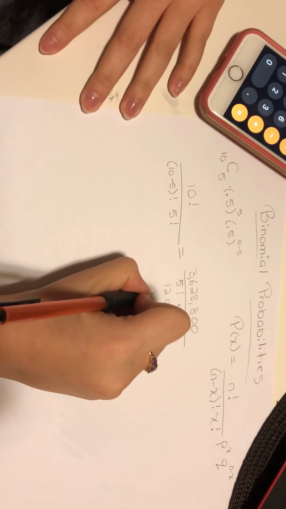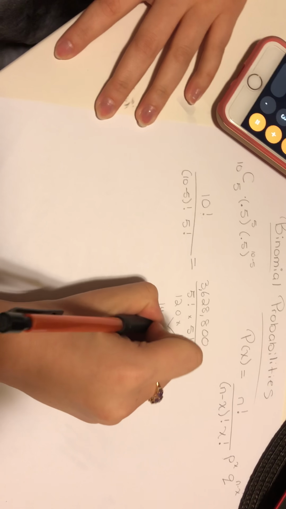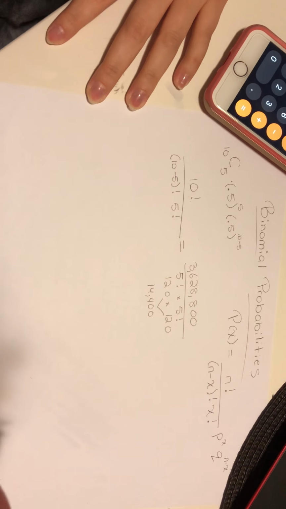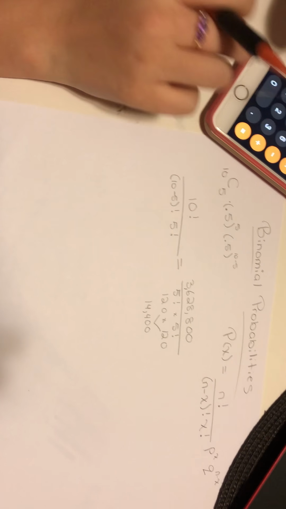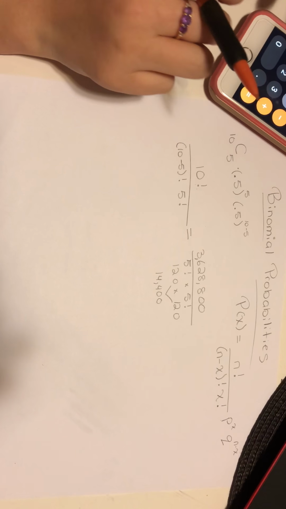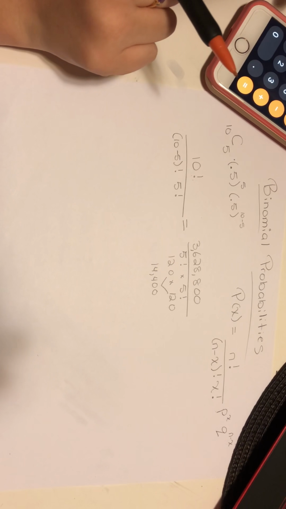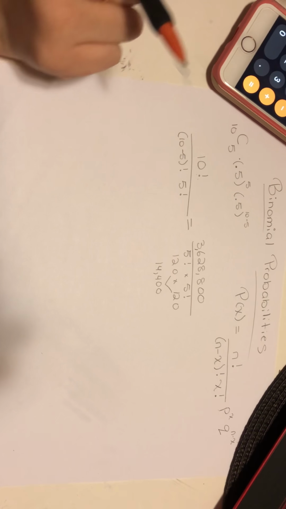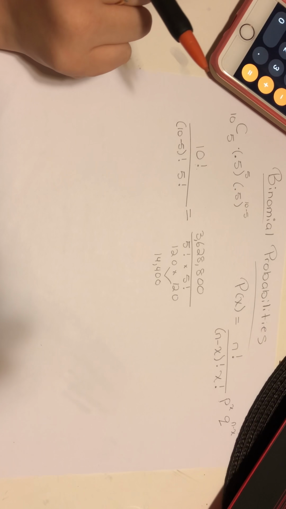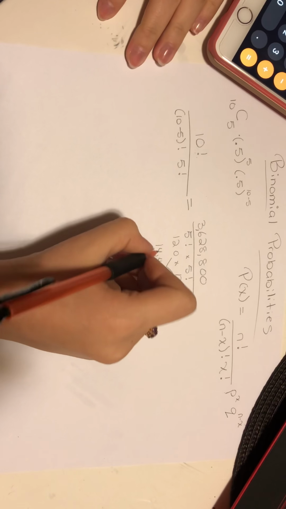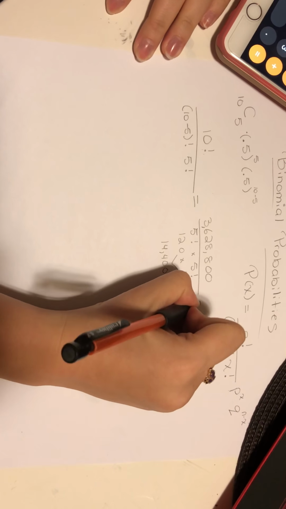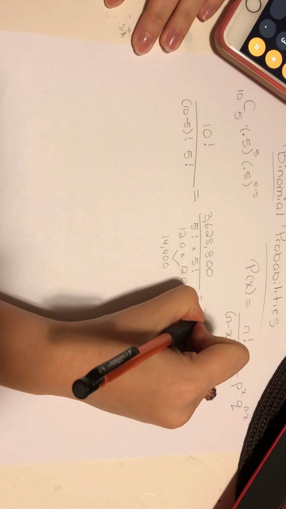Now we're going to divide these two numbers. 3,628,800 divided by 14,400 gives us 252, right? Sorry, I'm very slow with the calculator.